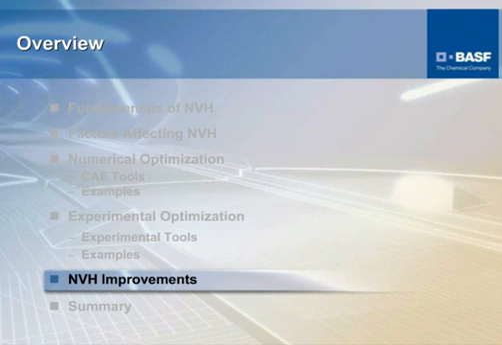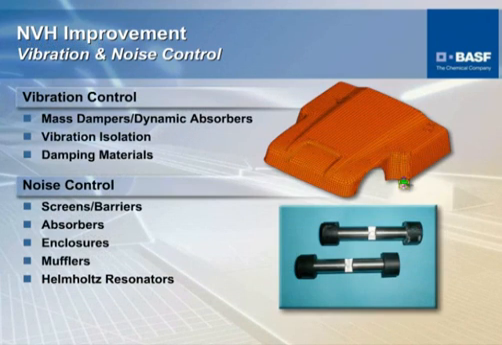Lastly, I'm going to talk about NVH improvement. What can you do to improve NVH or the vibration level? For vibration control, I certainly mentioned design modifications, mass dampers, dynamic absorbers, vibration isolation, damping materials. All of these affect the vibration level and therefore enable one to control the vibrations. For the noise, again, by design modifications, using screens, barriers, absorbers, enclosures, mufflers, resonators. Again, barriers were subsystems, so there are several ways of taking care of that vibration.